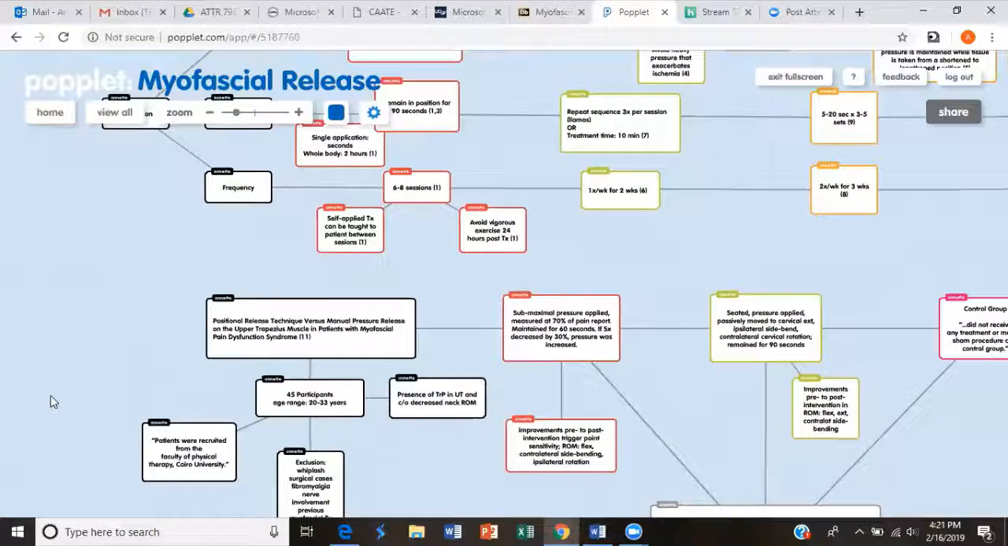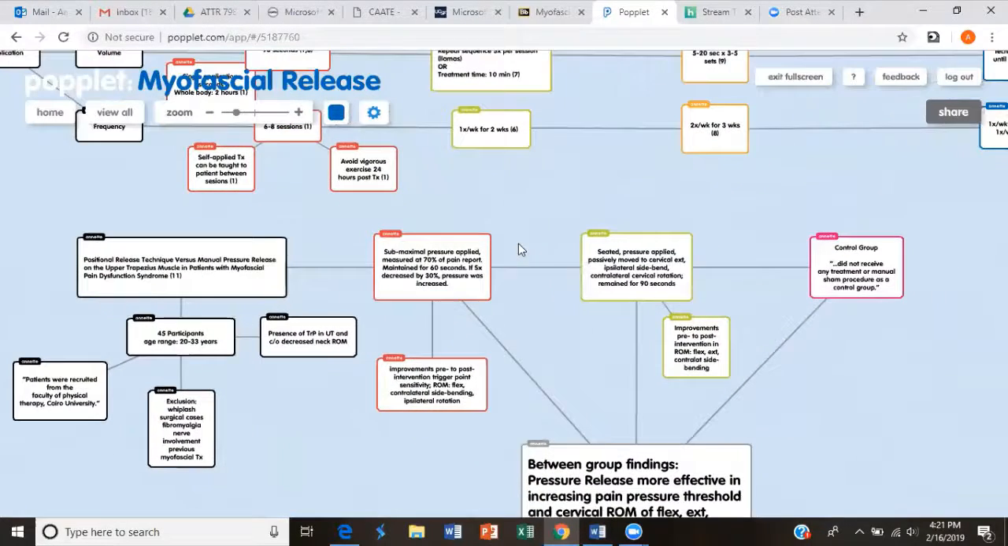And this article was by Al-Shawabaka et al. It was a positional release technique versus manual pressure release on the upper trapezius muscle in patients with myofascial pain dysfunction syndrome. So looking first at the positional release. In this study, positional release was applied with submaximal pressure, and this was measured by rating 70% of pain report.